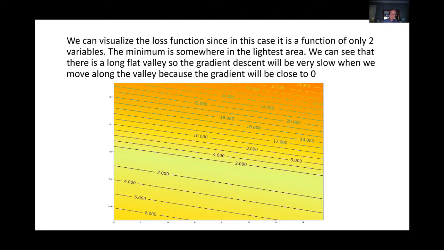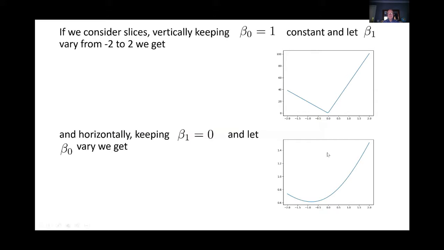But this is a real problem for gradient descent, because once you're down here in this long flat valley, the gradient is going to be very close to 0. So when we subtract a multiple of the gradient, we go very, very slowly towards the minimum. It will go to the minimum, but it will converge really, really slowly. That's going to create problems. So let's see what happens here. We can look at slices of this loss function. Let's keep beta0 equal to 1 and vary beta1.